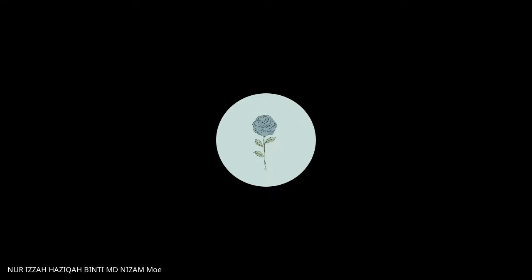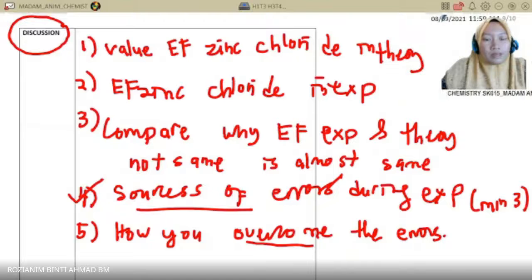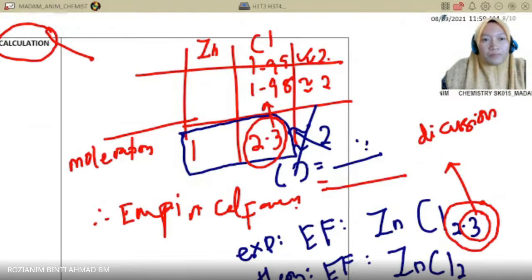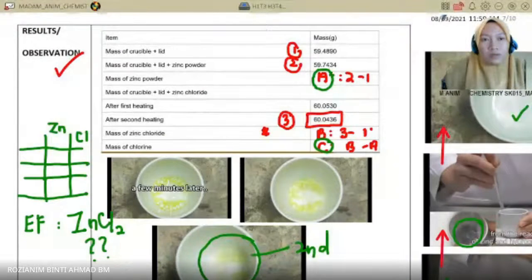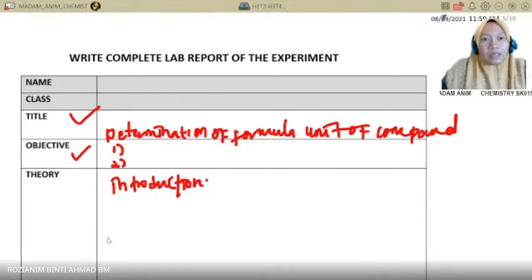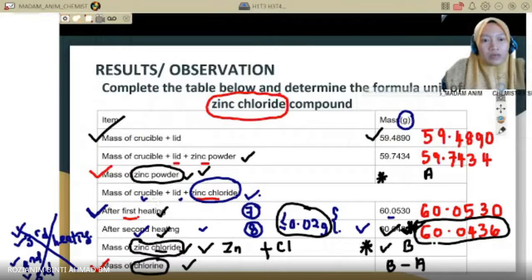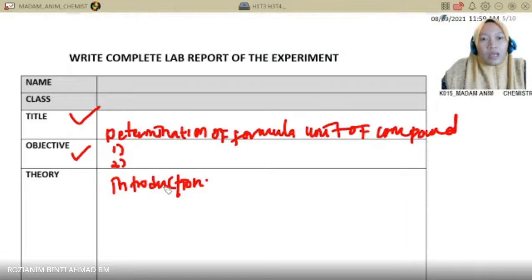Madam, saya kurang faham yang nak tulis yang teori tadi. Okay, teori. Kita bagi bahagian teori. Tanya terus tau sebab nanti you nak buat report sendiri. Okay. Dekat teori ni, according to your writing theory and when you refer to the lab manual.